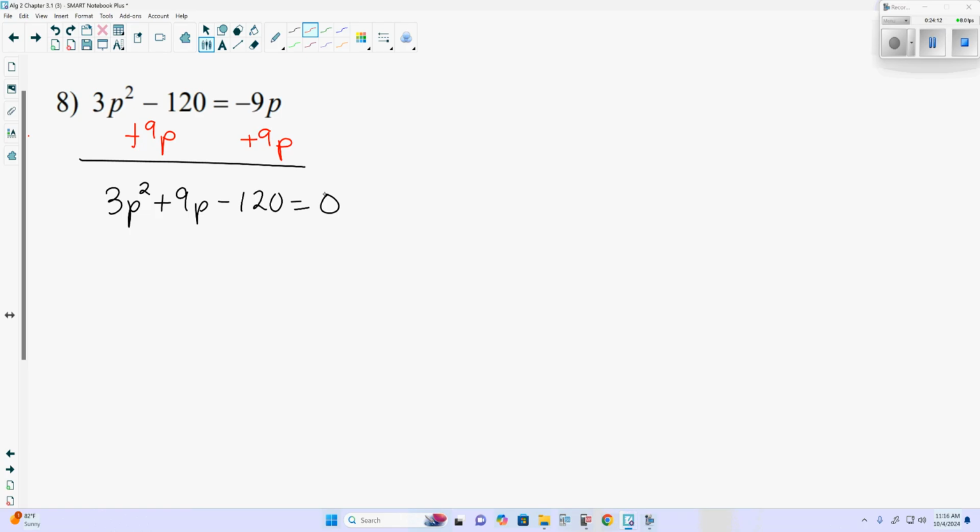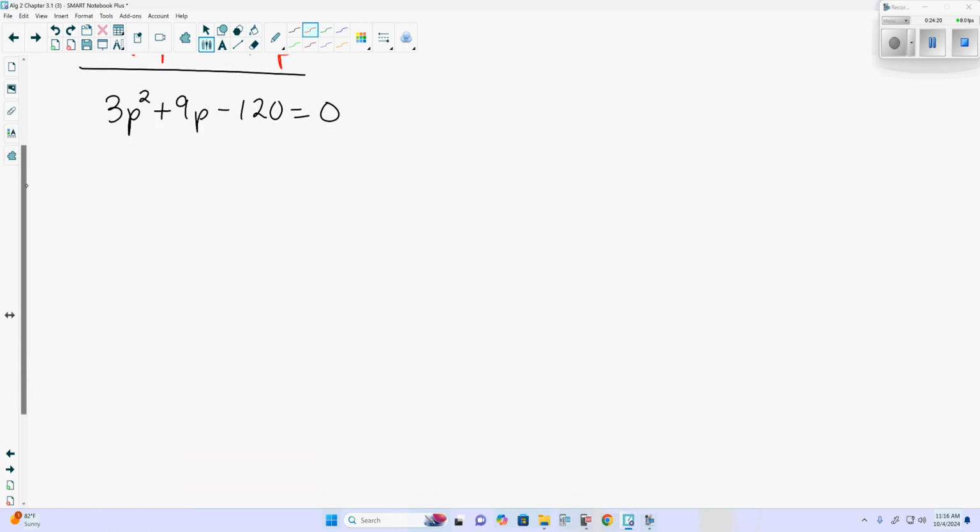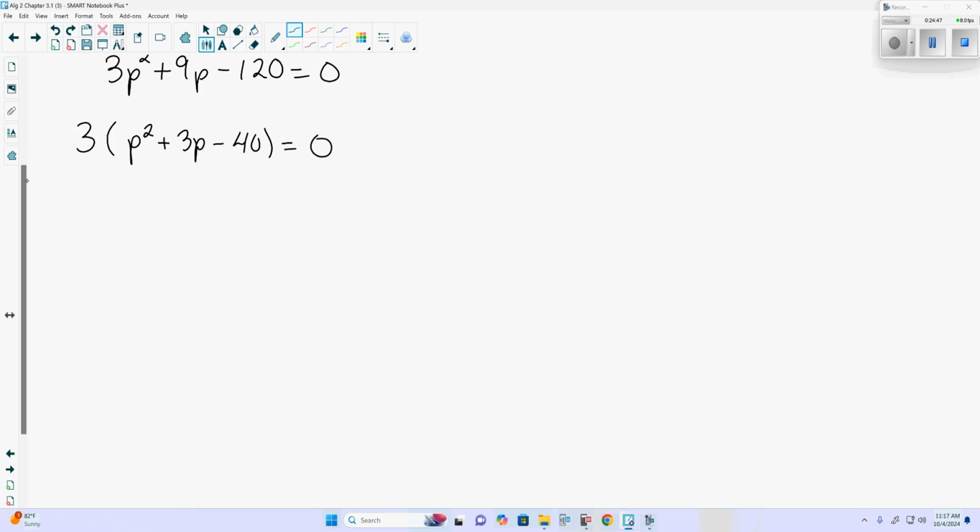Now we can factor. Is there a greatest common factor between 3p squared, 9p, and 120? It'd be 3, because 3 times 3 is 9, and to get to 120, well, that's just 3 times 40. So they are all divisible by 3. And if we factor it out, we get p squared plus 3p minus 40 is equal to 0.